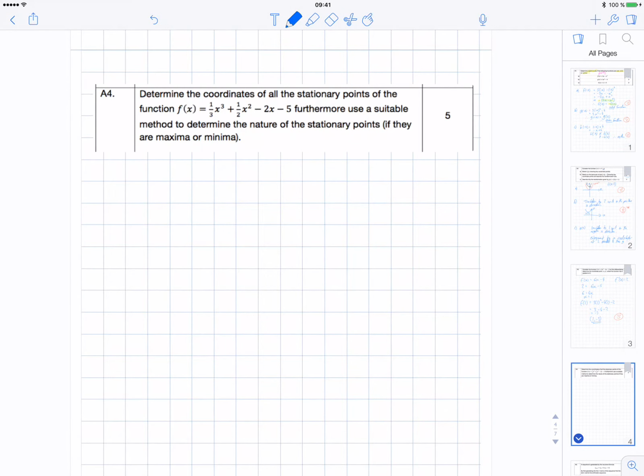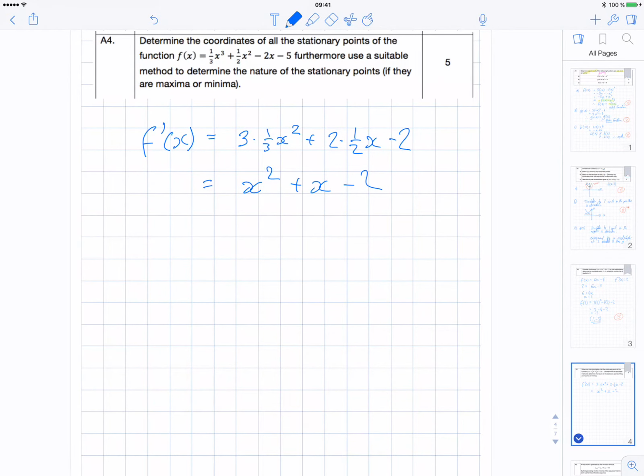So determine the coordinates of all the stationary points of the function f of x is equal to that. So I'm going to differentiate this. So I differentiate that. So that becomes 3 times a third. You don't need to have this bit, but I'm doing it just to help you out. Which is equal to, this is the bit you should have. So I now need to let this equal to 0.